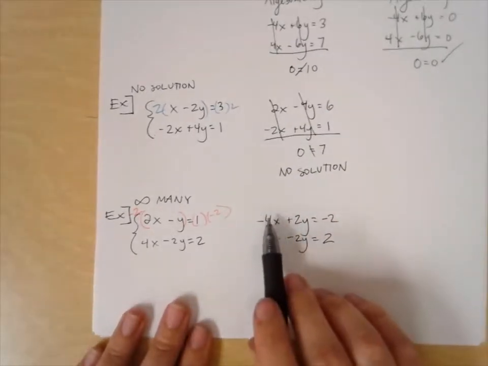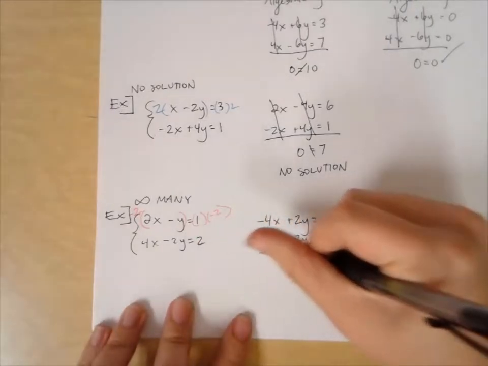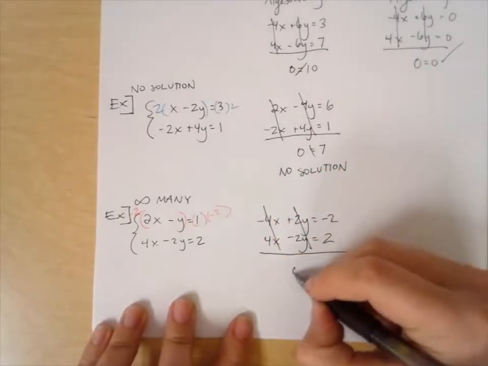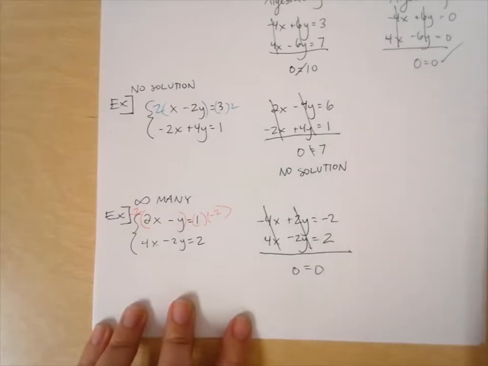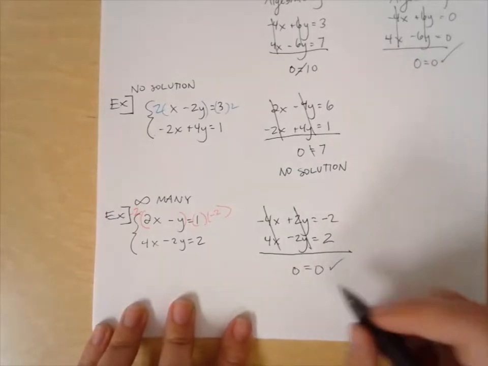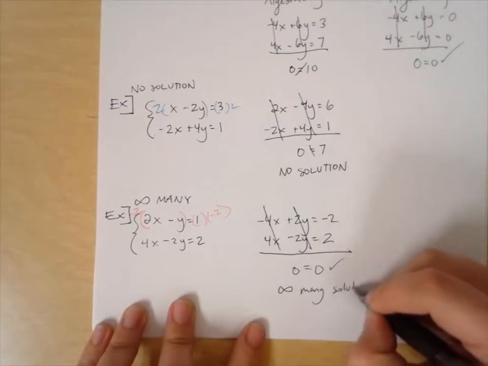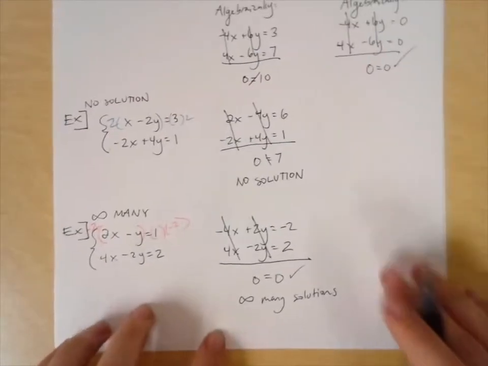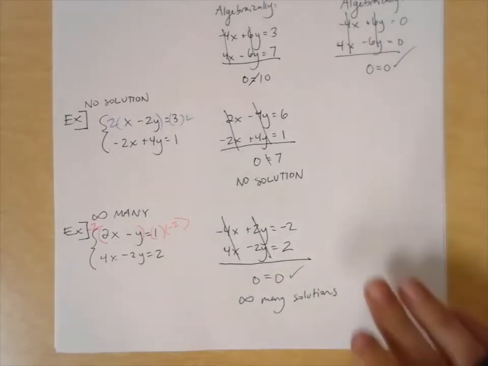Now you can see that I have opposite signs with my x's, opposite signs with my y's, which is going to allow me to cancel them. And I get 0 equals negative 2 plus 2 equals 0. That is a true equation, so I can say I have infinitely many solutions. Again, if you're finished with your elimination, with your addition, and you get an equation that's not true, no solution. You get an equation that is true, you get infinitely many solutions.